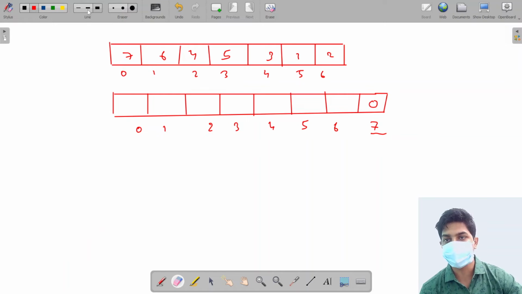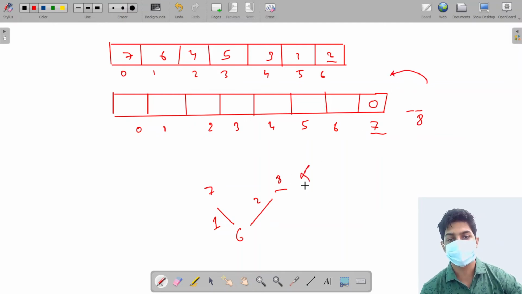Now let's think, from the 6th position I can take a jump of 1 unit, and I will reach 7. Since 2 jumps are allowed, I can take a jump of 2 units and reach the 8th position. But the 8th position exceeds the destination point, and I cannot jump backward, so I will never be able to reach the destination. So I will not take this particular jump.